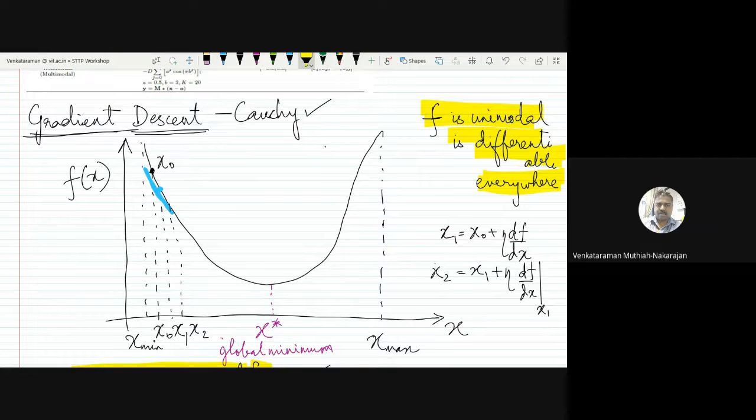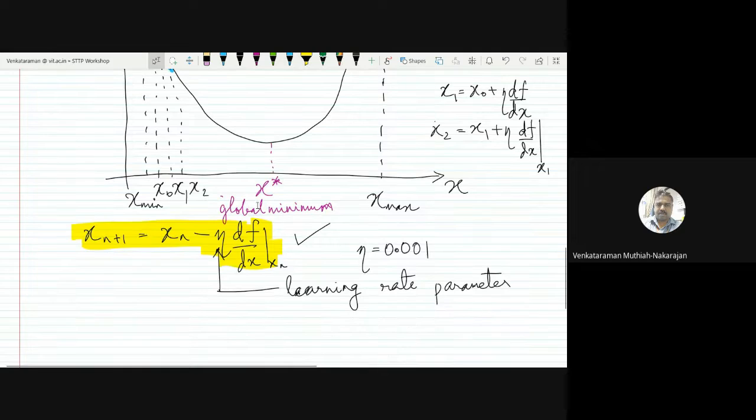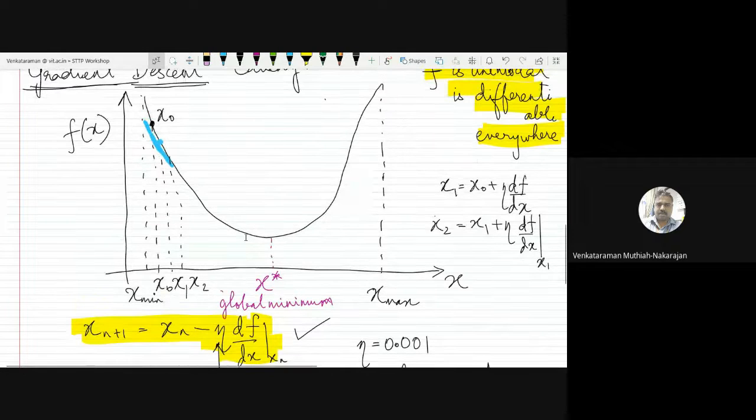We can see what happens if eta is small. What if eta is large? Let us say eta is 100. Now let us see what happens. If eta is 100 and you start from that particular point, you still move from left to right, but your movement will be a giant step. You will overshoot x star and you will go somewhere here.